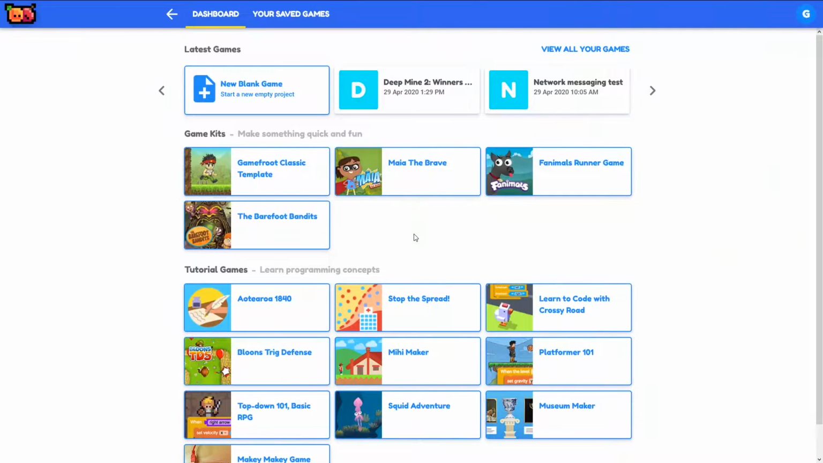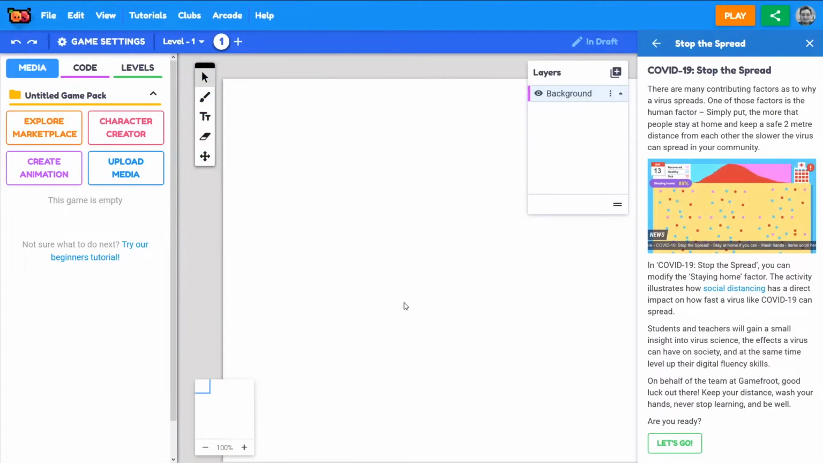So the first little tutorial game we're going to go through will be about COVID-19 and stopping the spread, and that is right here on our dashboard. So you want to click that game, stop the spread, and the tutorial will load up here.